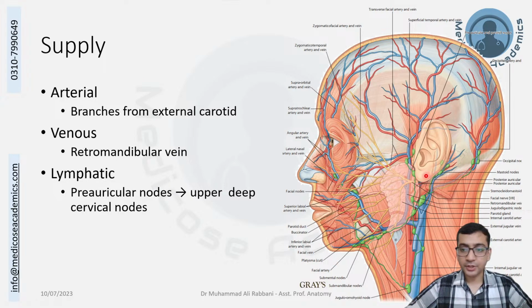The arterial supply of the parotid gland comes from the external carotid artery. The venous drainage goes to the retromandibular vein. The lymphatic drainage goes into the pre-auricular group of lymph nodes, which are the deepest structures present in the parotid gland.